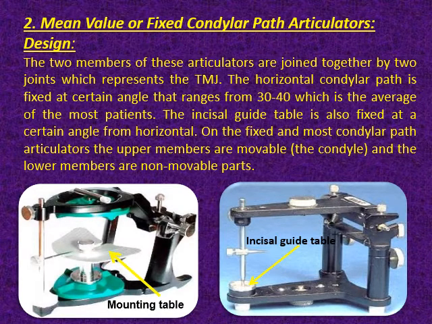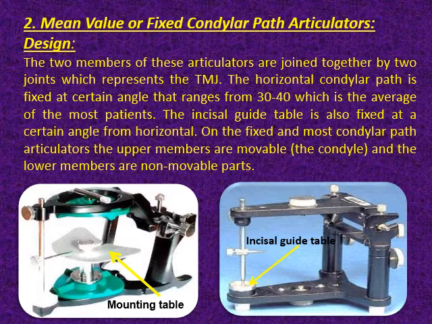Class 2 articulator, which means mean value or fixed condylar path articulator. The two members, upper and lower, of this articulator are joined together by two joints, not like the previous one by one screw. It has two joints which represent the temporomandibular joint. The horizontal condylar path is fixed at a certain angle that ranges from 30 to 40 degrees, and this range has been selected because it is consistent with most patients.